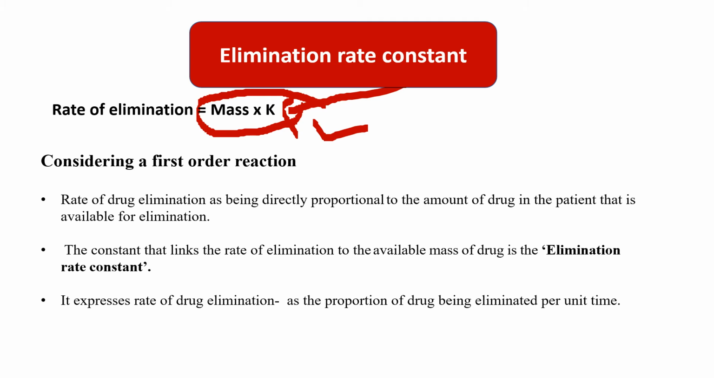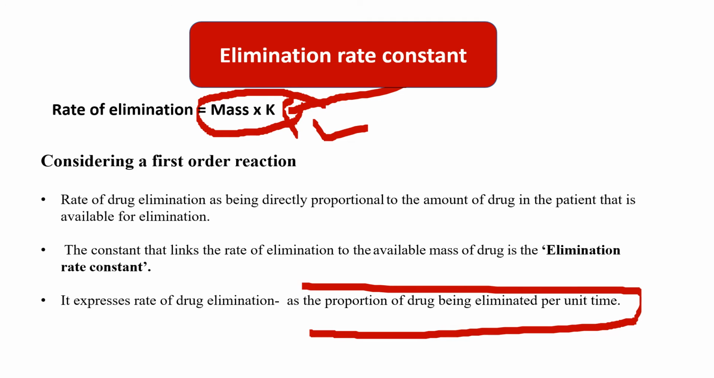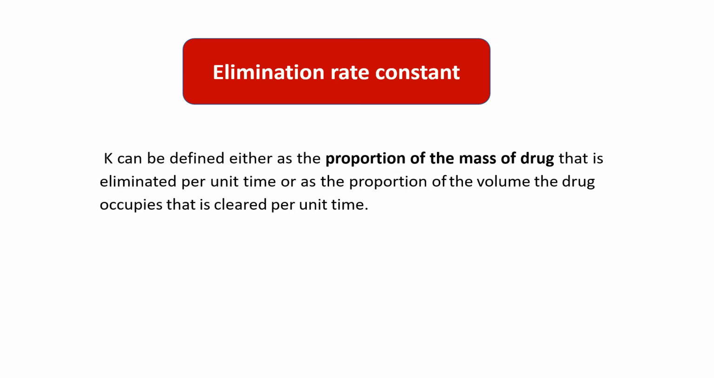Consider a first order reaction. The rate of drug elimination is directly proportional to the amount of drug present that is available for elimination. The constant that relates the rate of elimination to the available mass of drug is the elimination rate constant. It expresses the rate of drug elimination as a proportion of drug being eliminated per unit time. That you have to remember. It can also be defined as a proportion of the mass of the drug. Some say it is mass of the drug, and some say it is volume of the drug that is being cleared per unit time, or you can say it is the proportion of mass of the drug that is eliminated per unit time.